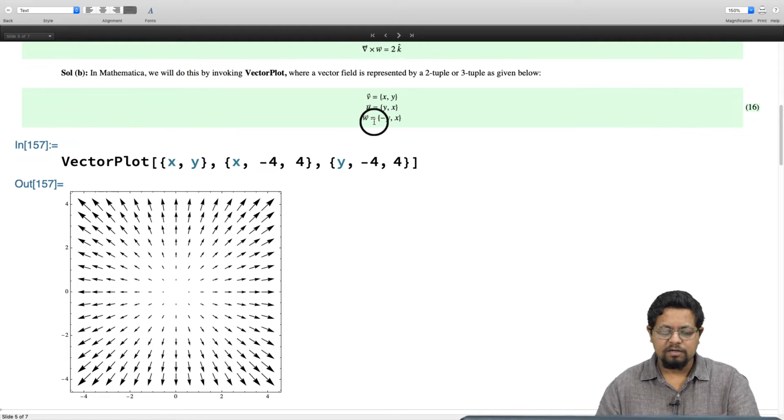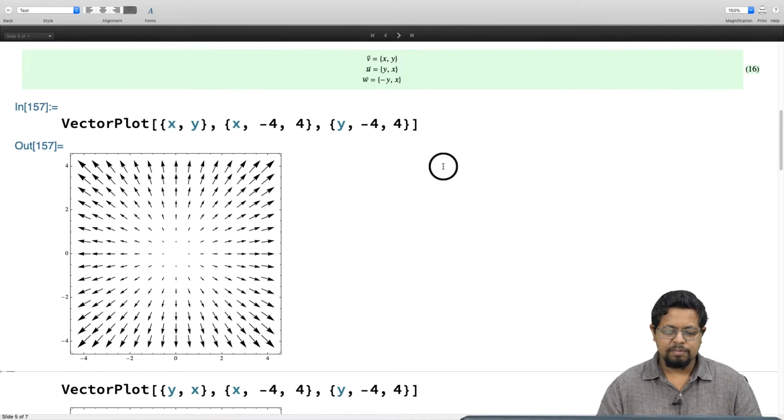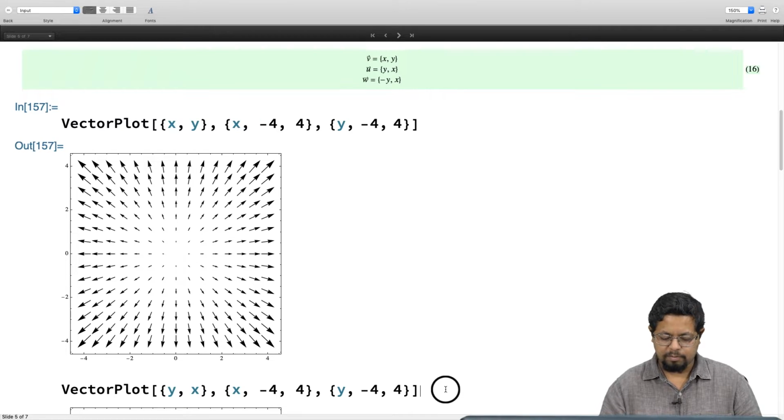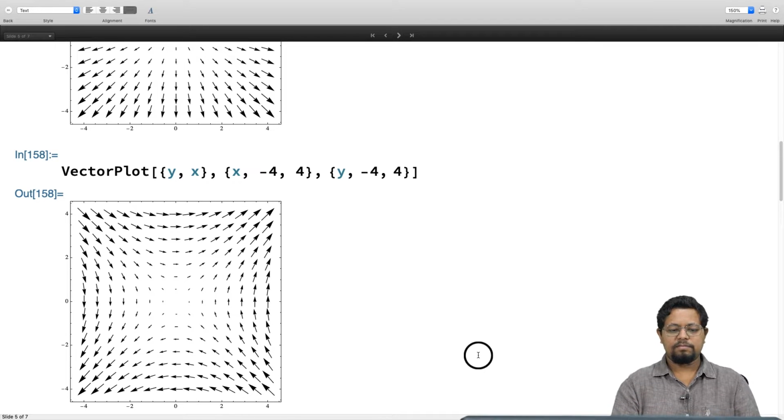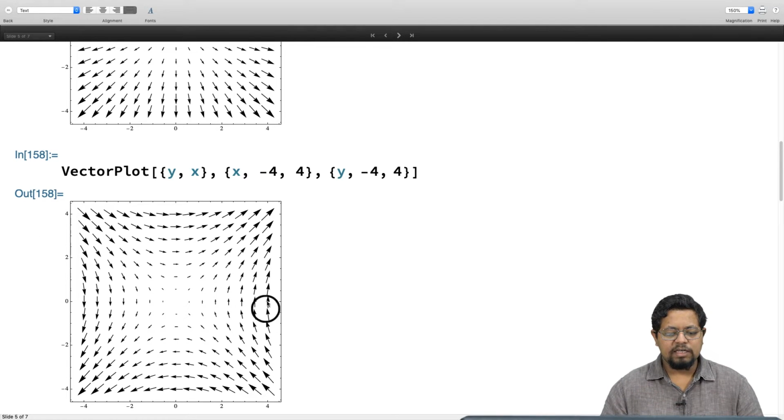Let's go ahead and check this for another example, vector field U. For that, we can simply plot vector field U by exchanging the coordinates here. Vector field U is {y, x}. So when I plot that, I get something like this. This is an interesting vector field. You see that there are two special lines.